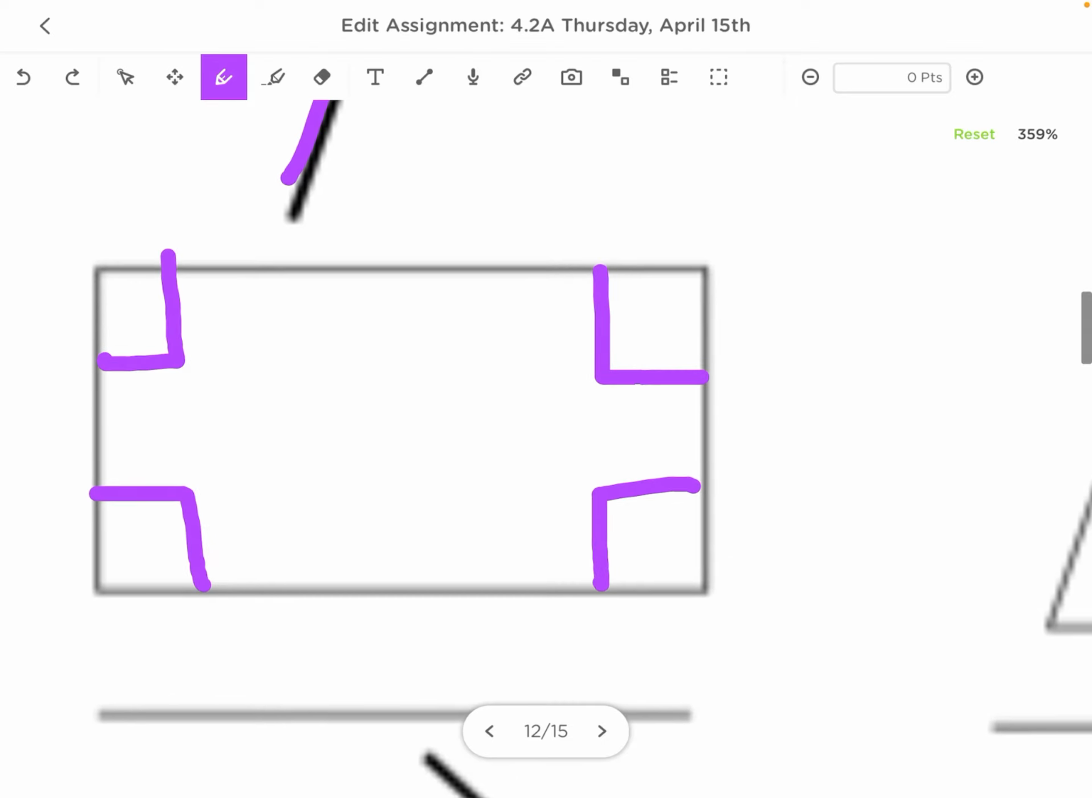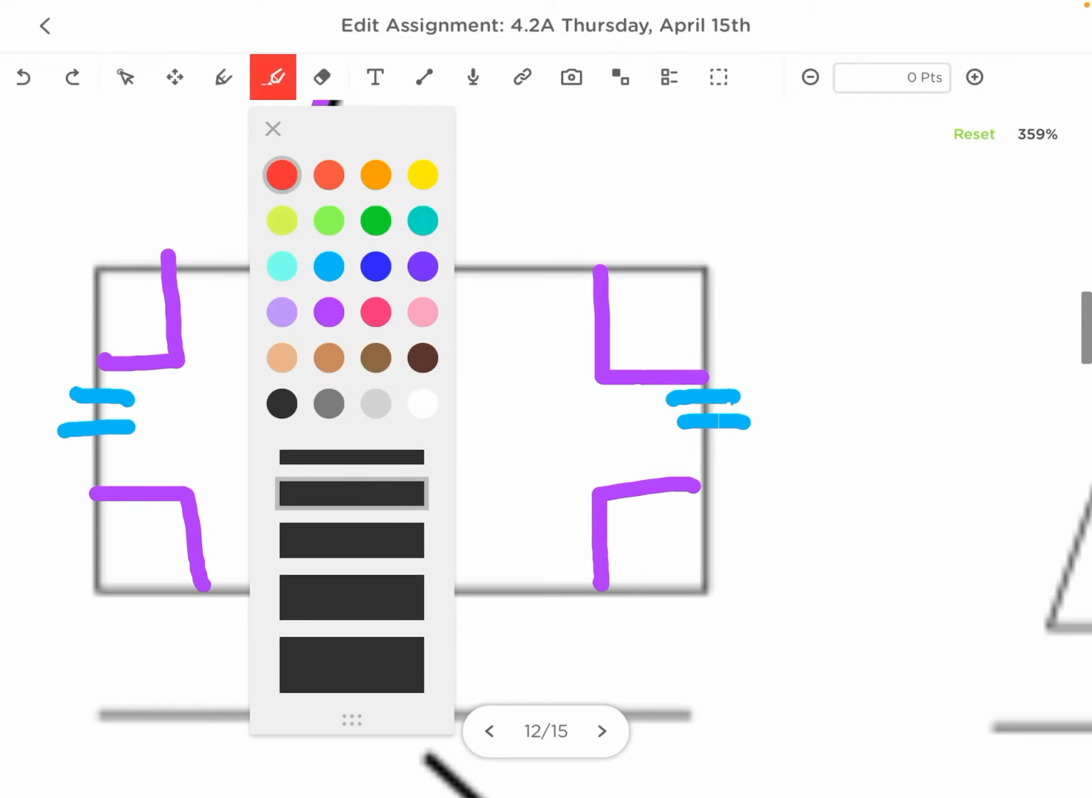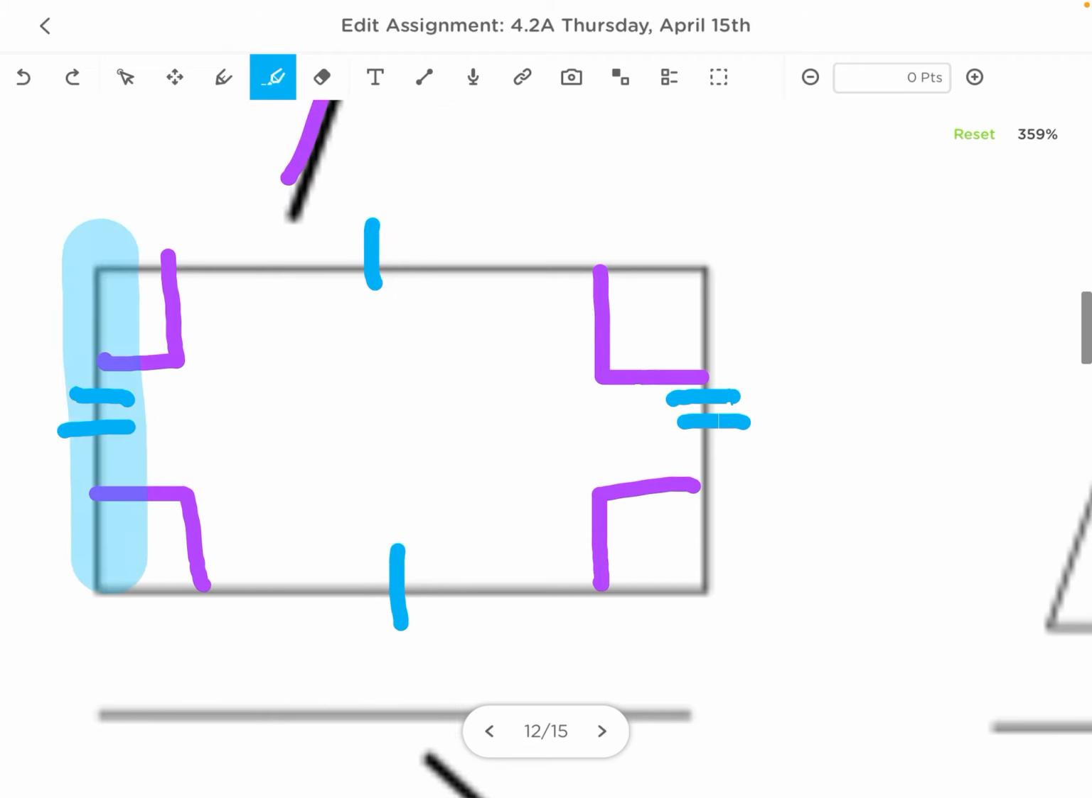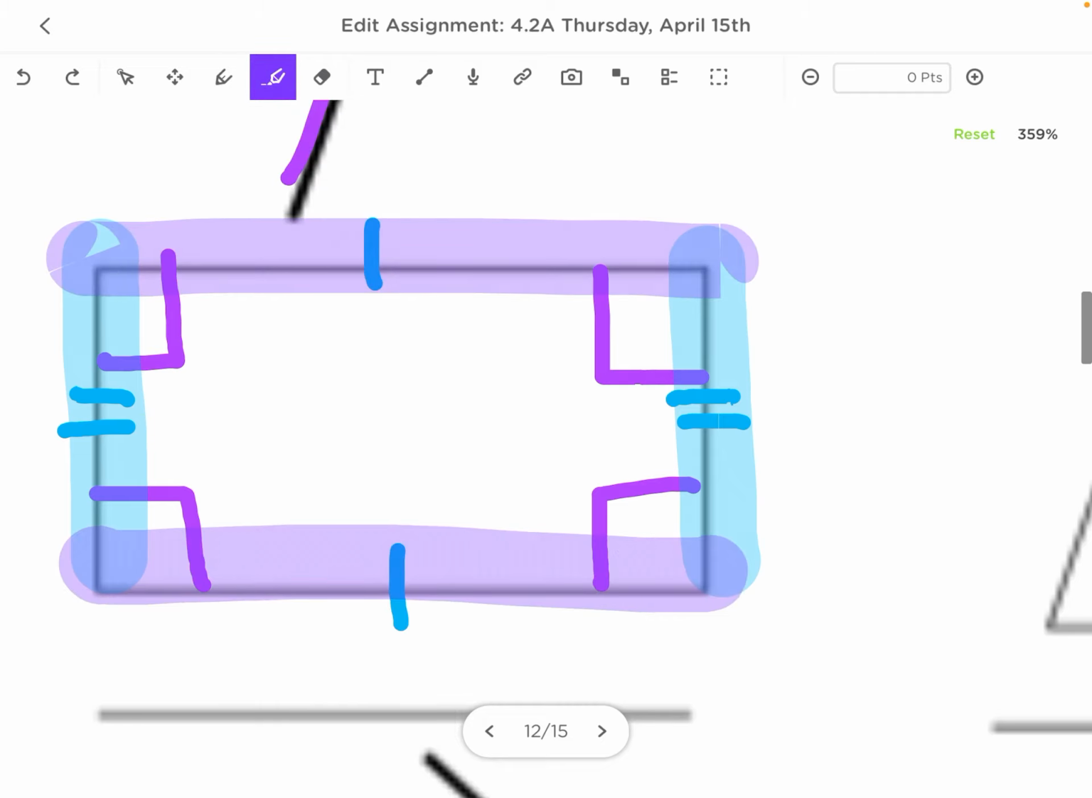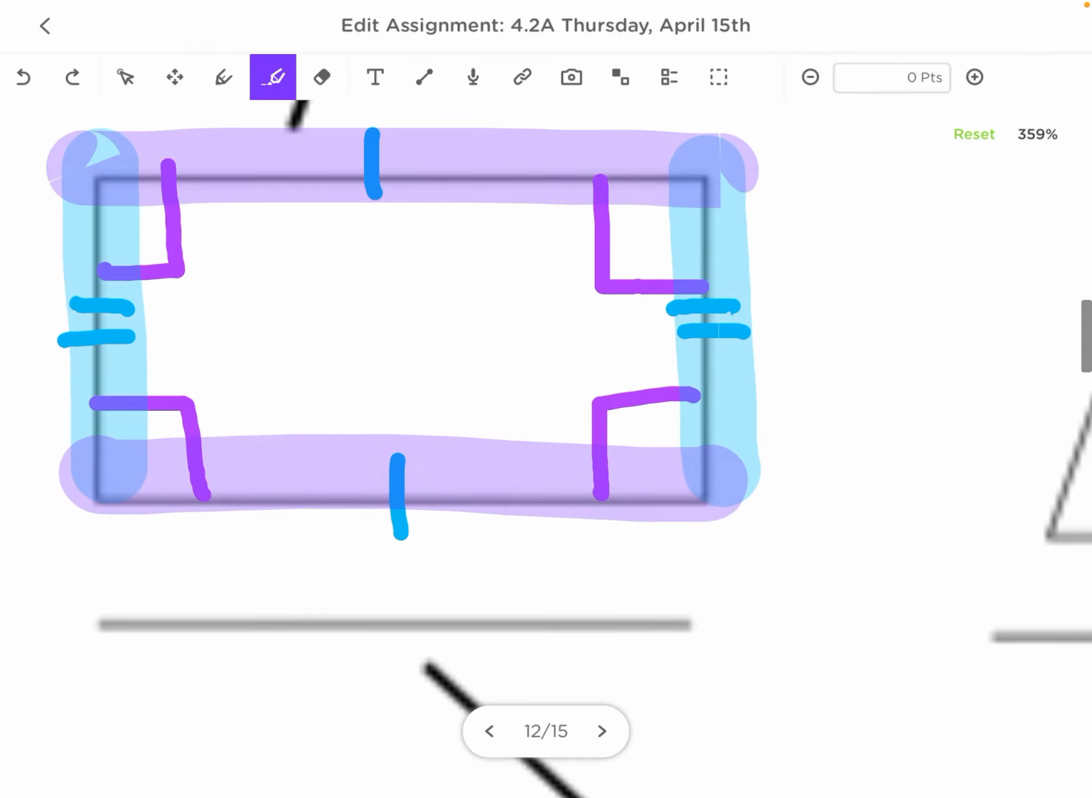But it also has two pairs of equal sides. That means that this length and this length are the same, and this length and this length are the same. A rectangle has right angles, rectangle, right angles.